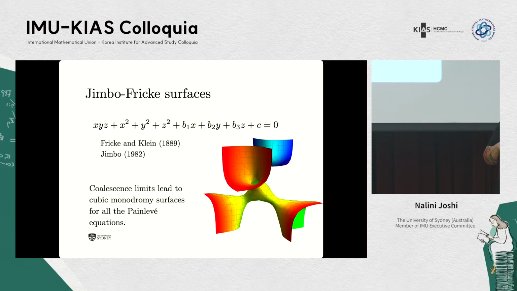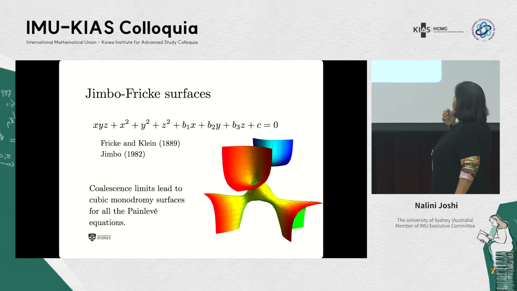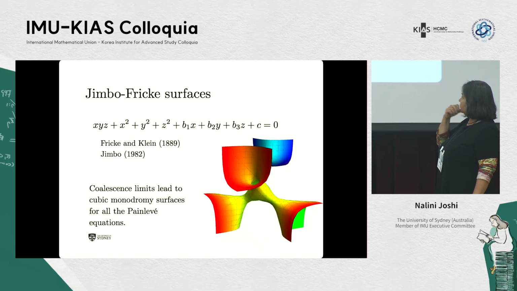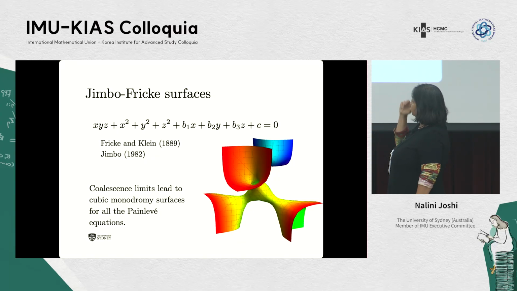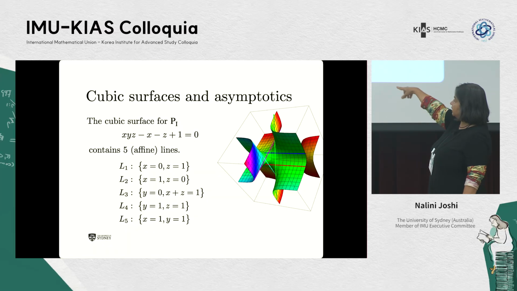But the reason I want to explain this to you is that this surface theory also corresponds to dynamics. Why? Well, let's take the cubic surface for Painlevé 1. That's the simplest one. There's the cubic equation. It has no parameters, because the differential equation has no parameters. It has 5 lines, 5 affine lines, they're written here. You can easily check that they satisfy the equation. And they all lie on this surface.